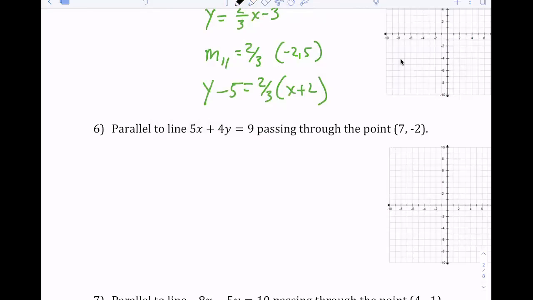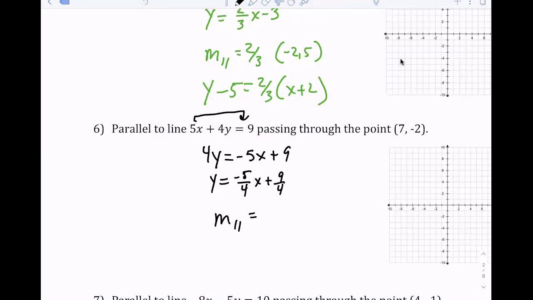Move the 5x, and it becomes 4y equals -5x plus 9. Now what? Then you divide everything by 4. So y equals -5/4 x plus 9/4. Thank you, you're dividing, not adding. Oh, I'm sorry. So what's the slope of the parallel line? -5/4.